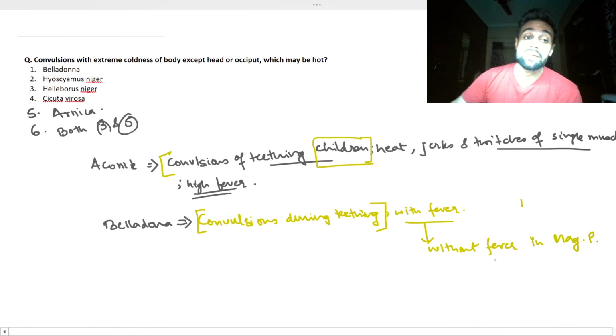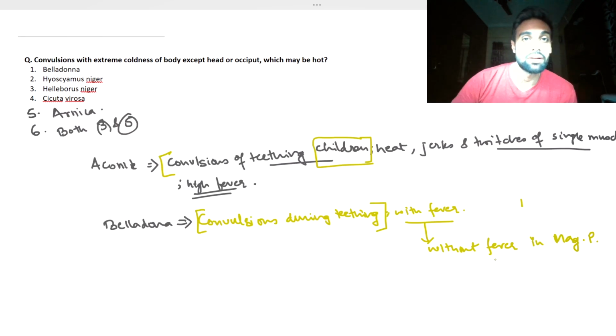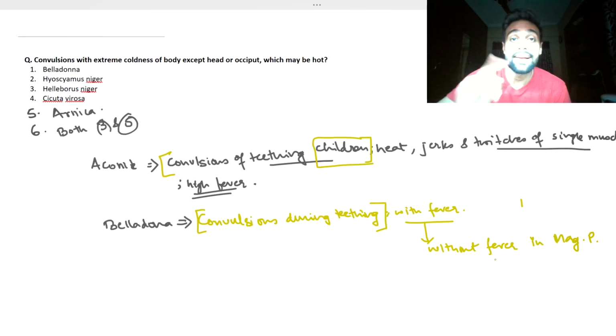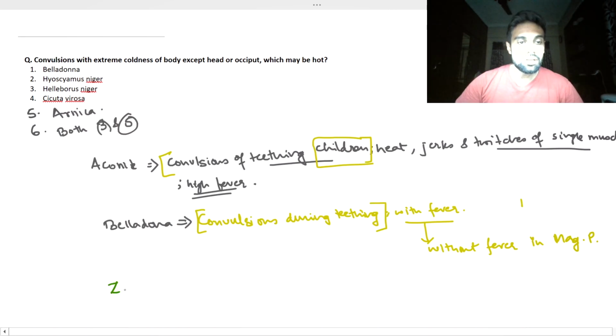Now there is another remedy which has convulsion but has no fever, means convulsion without fever. Let us see that remedy. So if you see the convulsion of zincum metallicum, it is convulsions during dentition. Okay, this word is important.